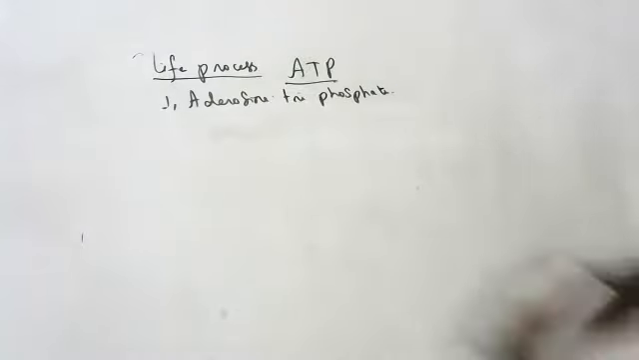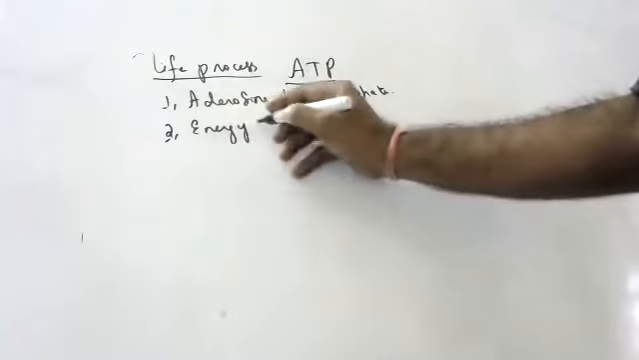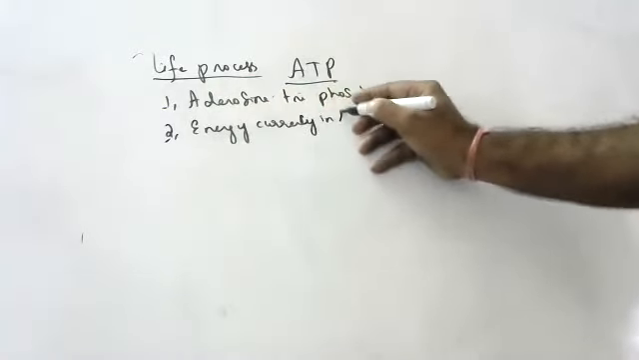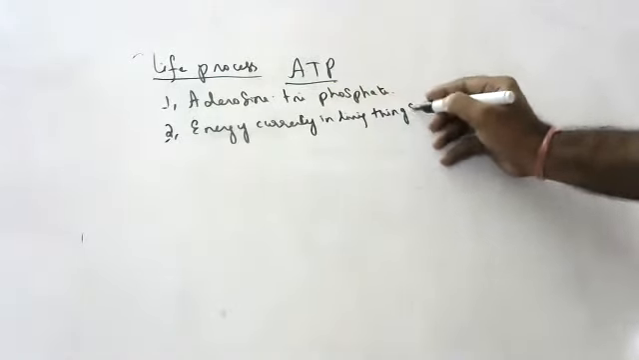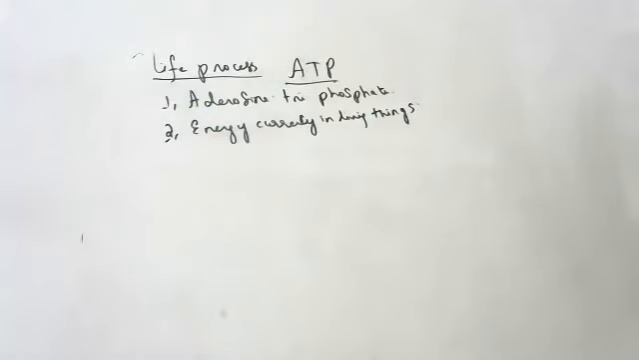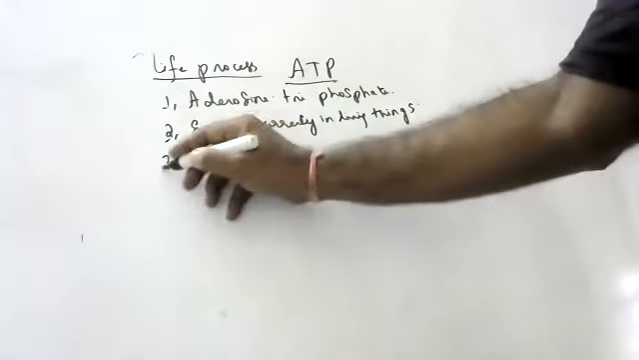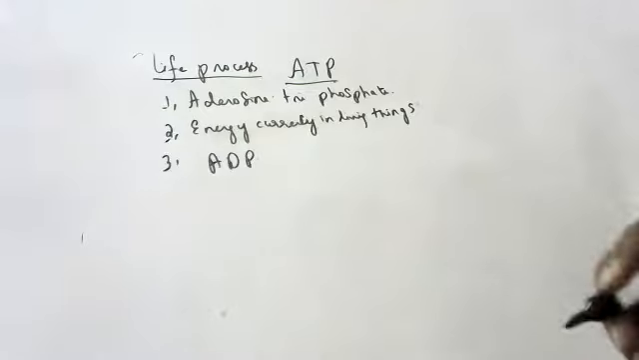What is this adenosine triphosphate? It is the energy currency in all living organisms, in all living things. We get our energy in the form of ATP only, children. So what happens actually? This ADP, adenosine diphosphate, is there, children.